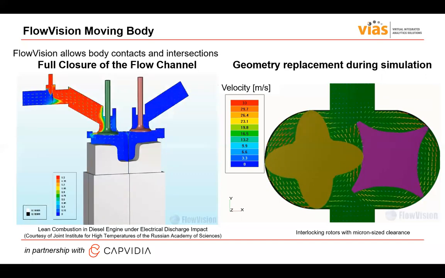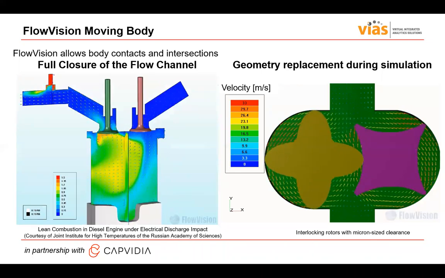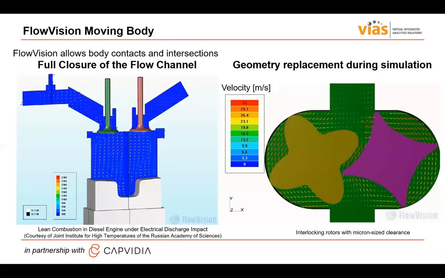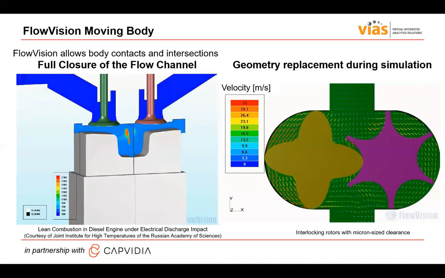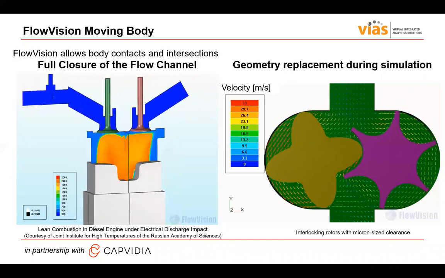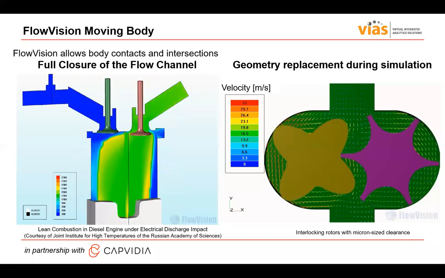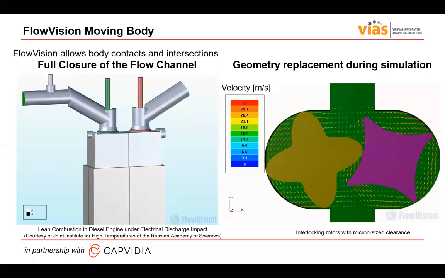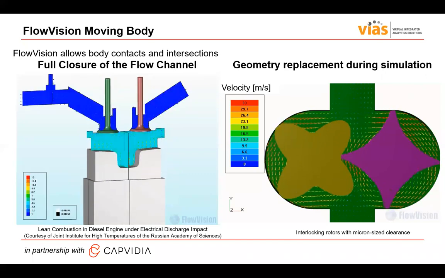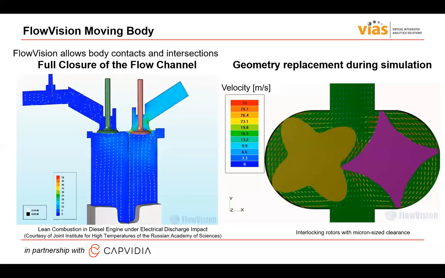And on the left-hand side is a typical example of the full closure from an internal combustion engine. When the valves are at the top dead end, the inlets and the main chamber of the engine are separated from each other, and the flow field is completely divided. And this, as I said before, can be tackled in a straightforward manner with FlowVision.